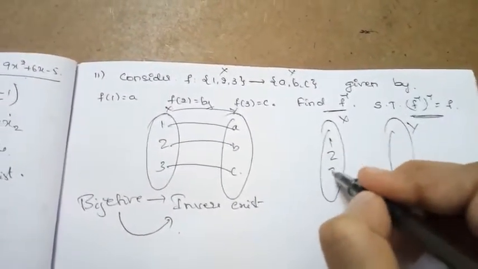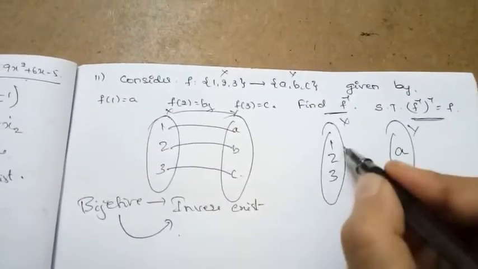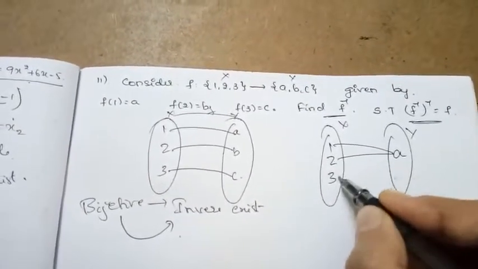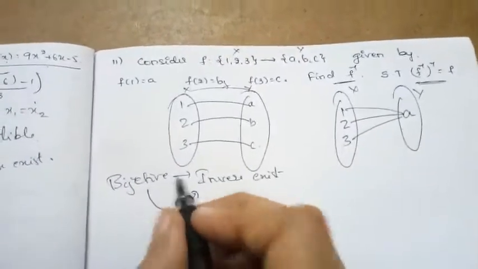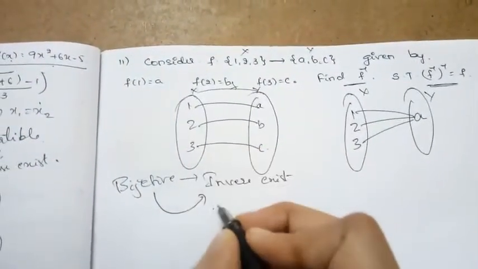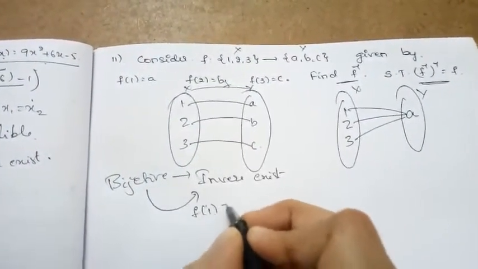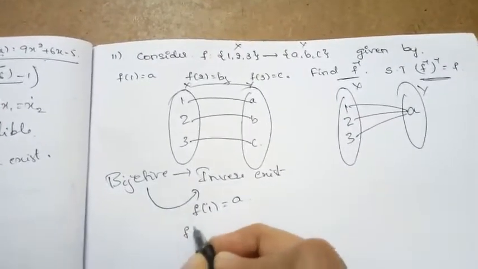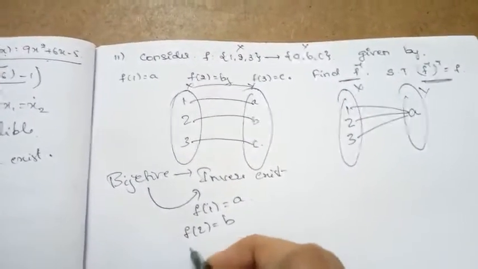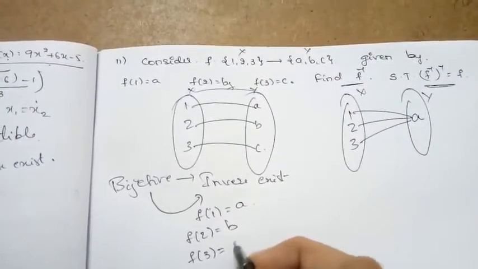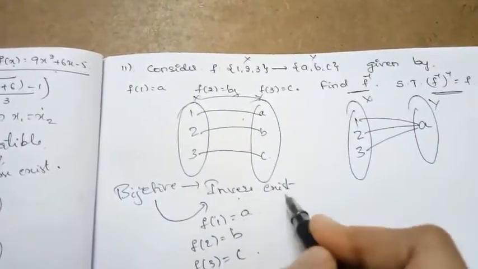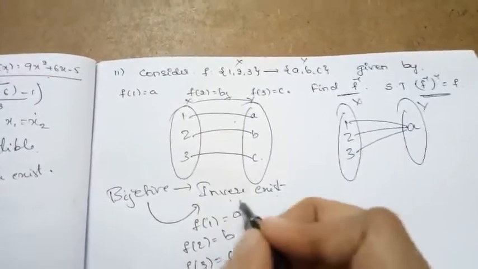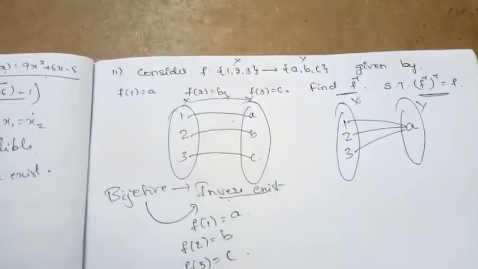If it is 1, 2, 3 and all are mapped to only a, it is onto but it is not a one-one function. Since it is bijective, what does this imply? f of 1 is equal to a, f of 2 is equal to b, f of 3 is equal to c. Since it is bijective, we can say it is an invertible function. Since it is invertible, the inverse exists.